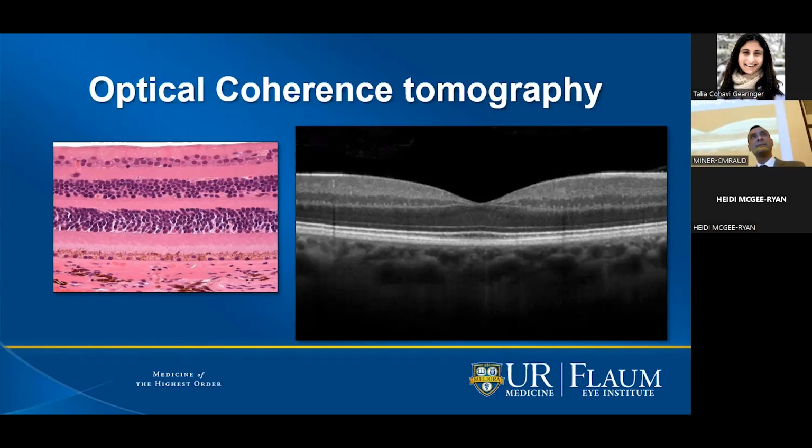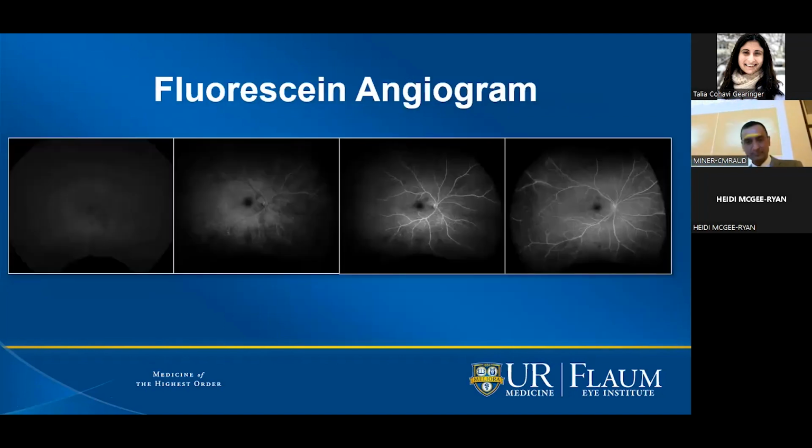Now, that is a potential space that disappears once the eye is fully developed, but could reopen in, say, retinal detachment, for example, and we'll go through that in a second here.